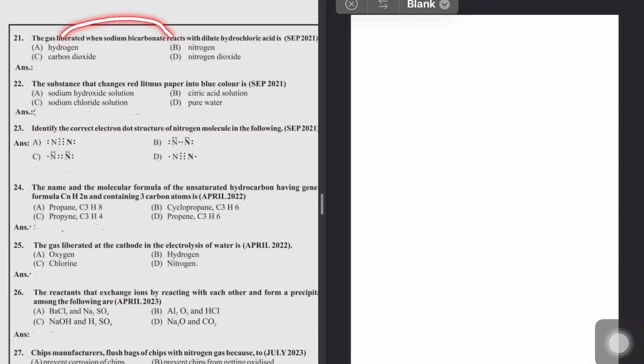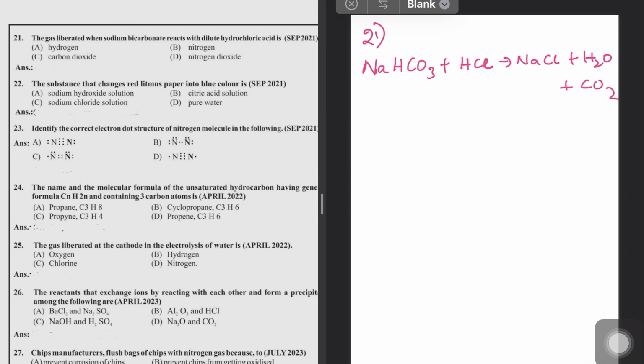The gas liberated when sodium bicarbonate reacts with dilute hydrochloric acid is, which is the gas that is liberated. Sodium bicarbonate is NaHCO3. When it reacts with dilute hydrochloric acid, what is the reaction that happens? We will be getting sodium chloride plus water plus carbon dioxide. Hence, which is the gas that is liberated? It is carbon dioxide. It is option C.